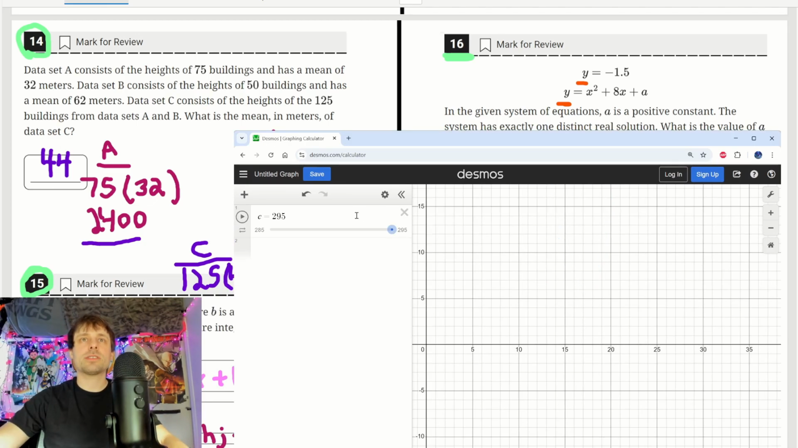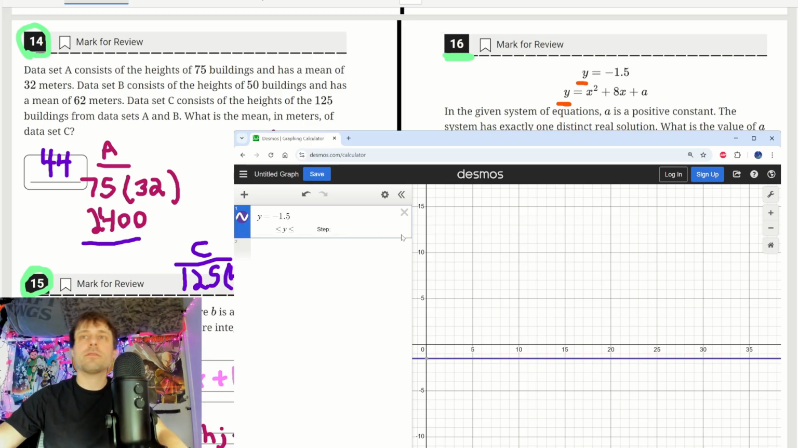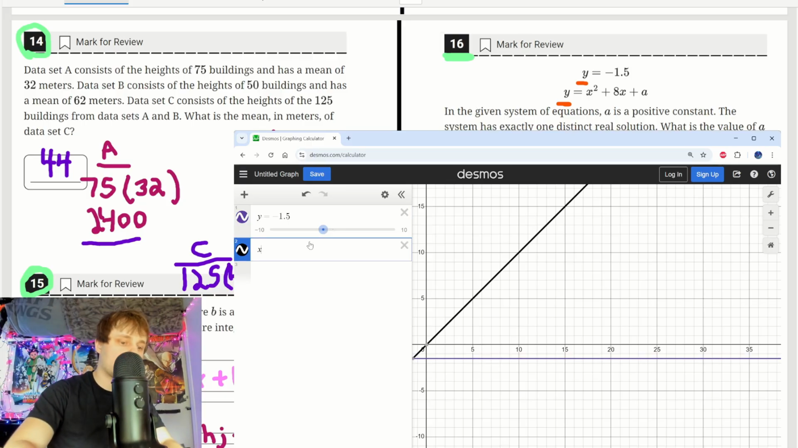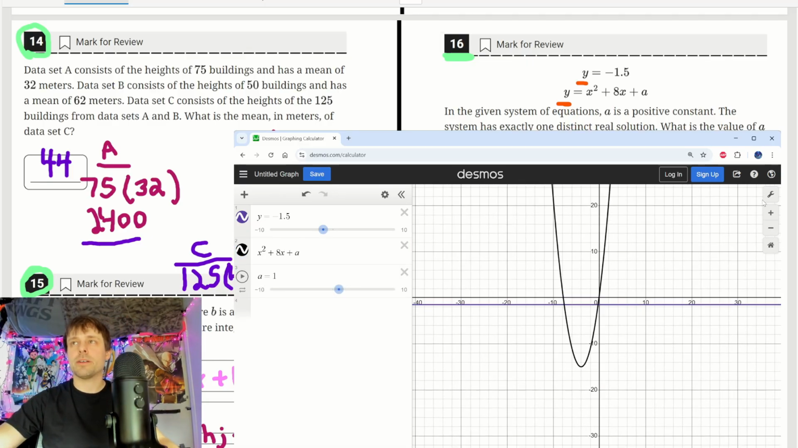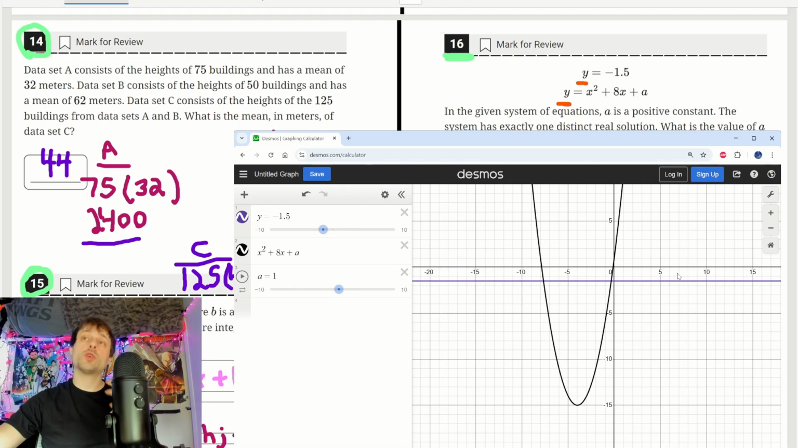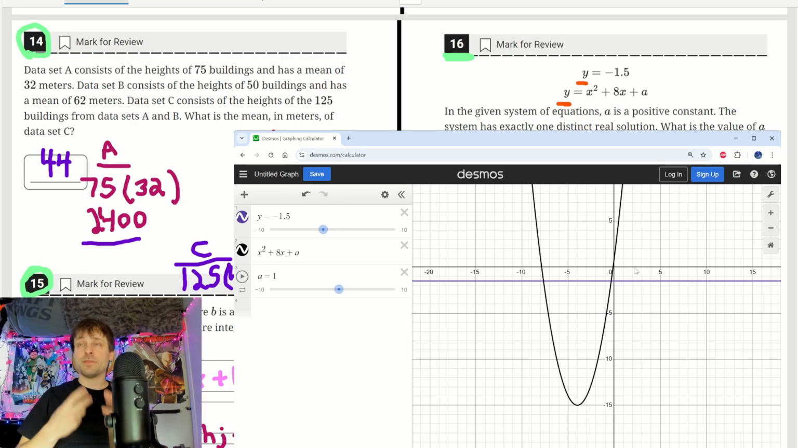And on Desmos, let's do our line first. Y is equal to negative 1.5. And we have x to the second plus 8x plus a. We don't know what a is yet. And I zoom out here. So remember that when there's two lines drawn, we do not care about the x-axis anymore. Any type of solution, 1, 0, or 2, is going to be when this line intersects our parabola.